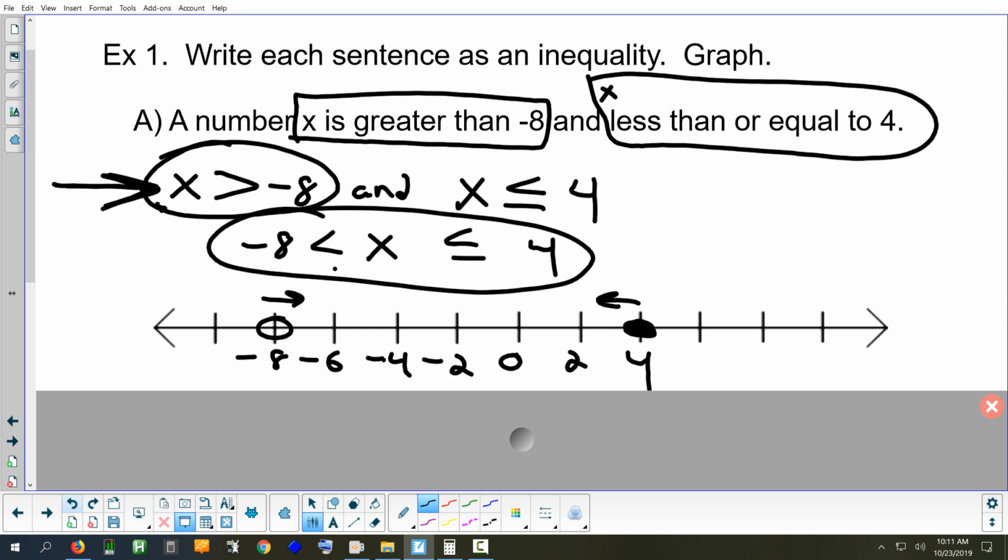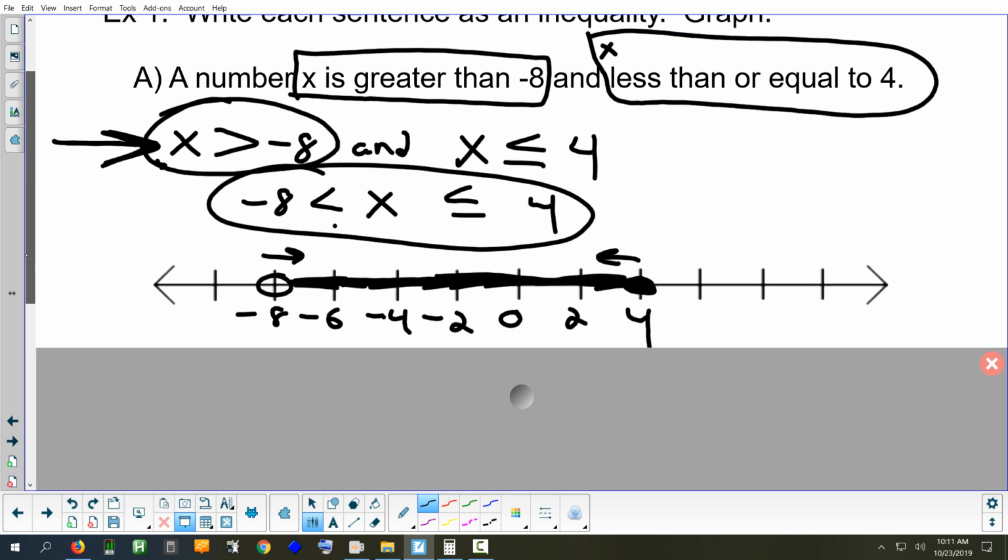Do you have to write it the shorter way? No, unless it's said to, you can do it either way. It would say write as one inequality without the word "and." So that's one without the word "and." Okay, so we shade from the open circle right, from the closed circle left. That means we shade between. Any question on that one?